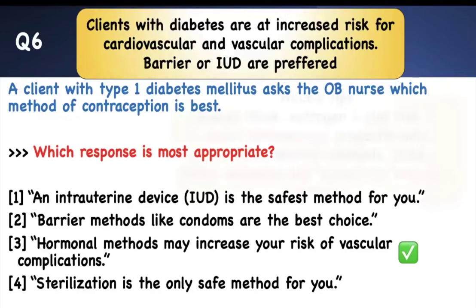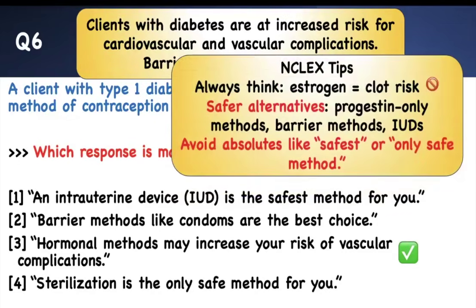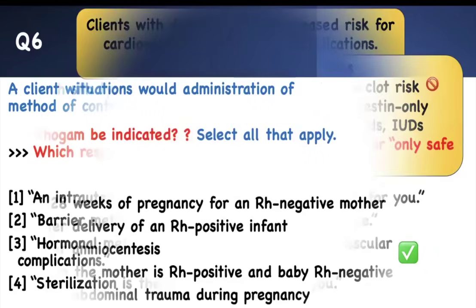Second one, too, is this. When you're picking an answer choice in the NCLEX regarding oral contraception, always think about estrogen. They're more likely to cause clots. Therefore, the safer method is to use progesterone only, or barrier method, or IUD. You should not pick an answer choice that says the safest, the only safe method, the best. No, that makes it wrong.